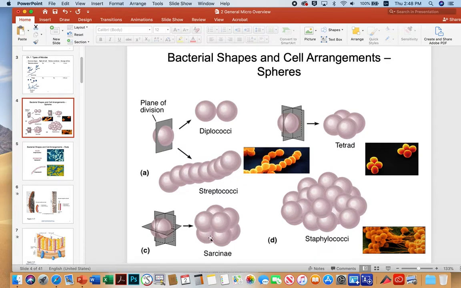Some have a more interesting arrangement, like this little group of sarcinae, which is just a group of 8 cells, 2 packets of 4, and then some are tetrads, and you can see the micrographs over here that illustrate these arrangements, and then of course the staphylococci, which again have that grape-like cluster. Staphylo is a Greek word for grapes.